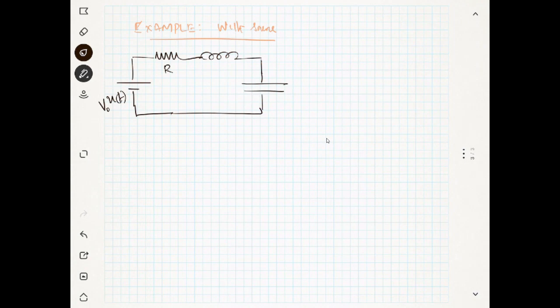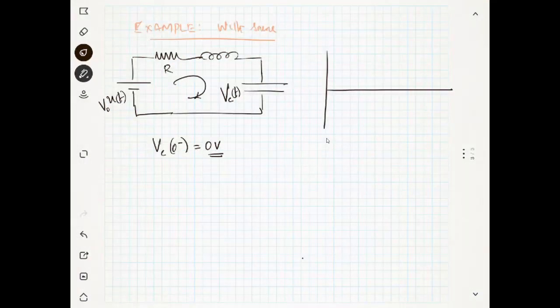What is the initial voltage across the capacitor? Can you tell me? The voltage across the capacitor, VC of 0 minus, was 0 volt, right? Now we will talk about the 0 minus, and the 0 minus I'm talking about is 0 volt. So VC of 0 plus is also 0 volt. And I'm talking about the current.